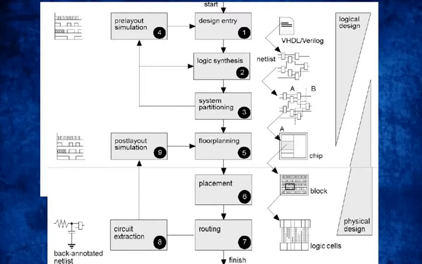Then post layout simulation. In post layout simulation you check whether all these connections and spacing, and the placement of all the transistors, resistors and other components, are proper or not. If you are getting a good output from your post layout simulation, then you go for the next step, the finishing step, correct? So that is how the VLSI design flow works.